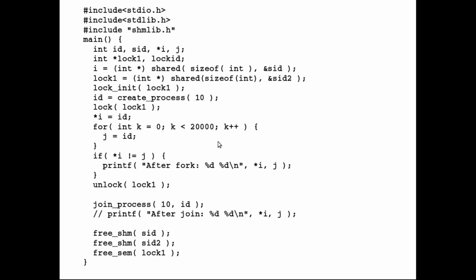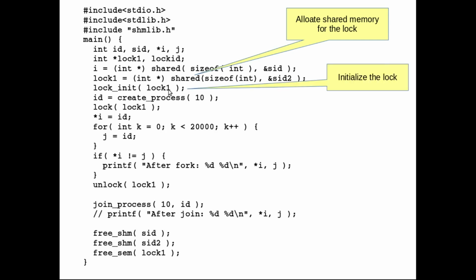Here we have code that uses locks to solve the problem that we saw earlier in our discussion. Here we allocate a shared memory for the lock. The lock itself has to be in the shared memory because multiple processes will share it. So first we need to allocate the shared memory for the lock. Next we need to initialize the lock using the lock init call.